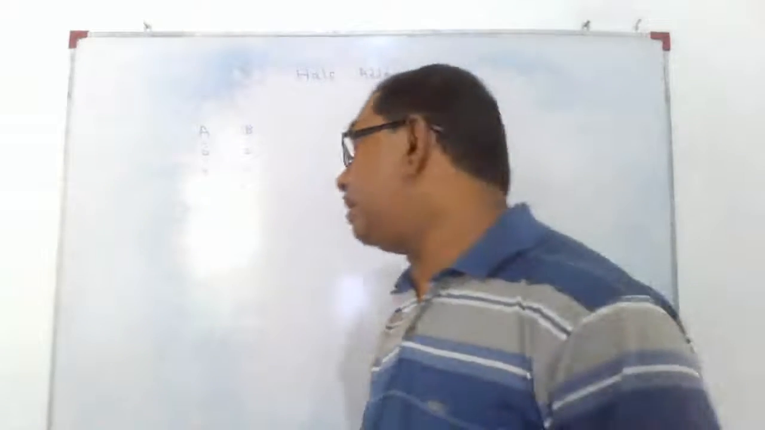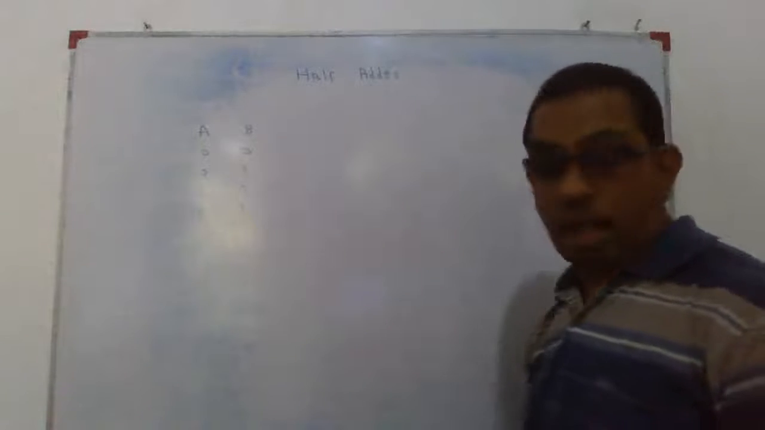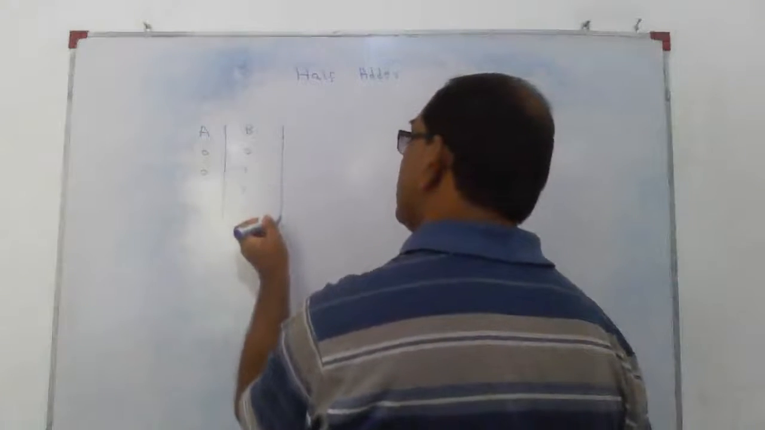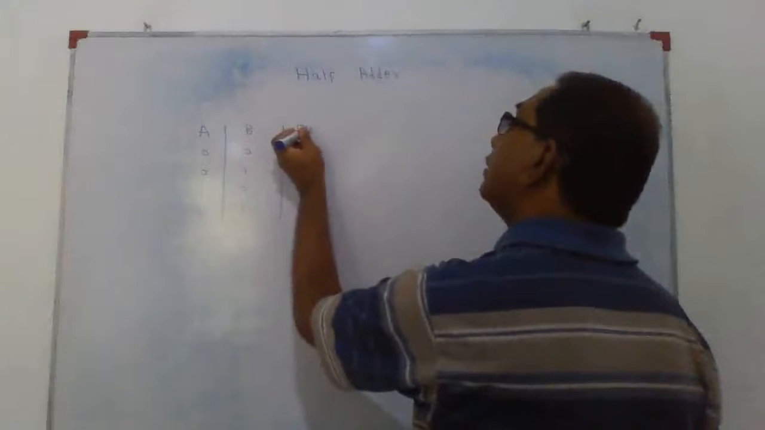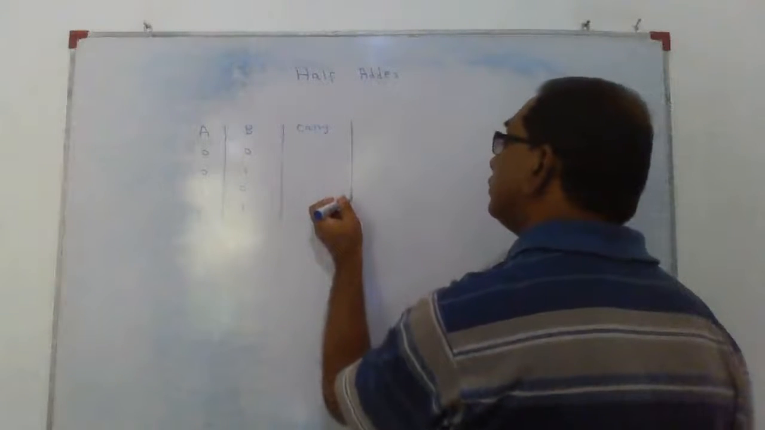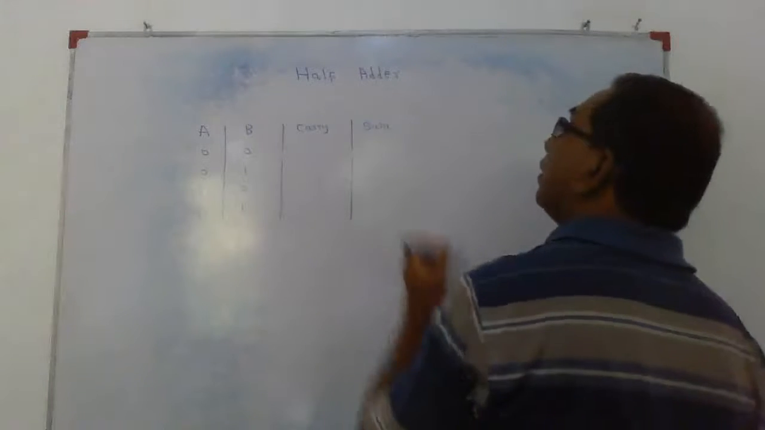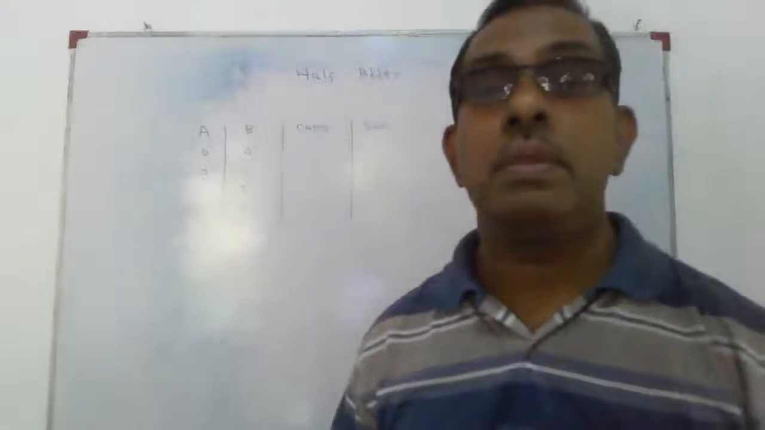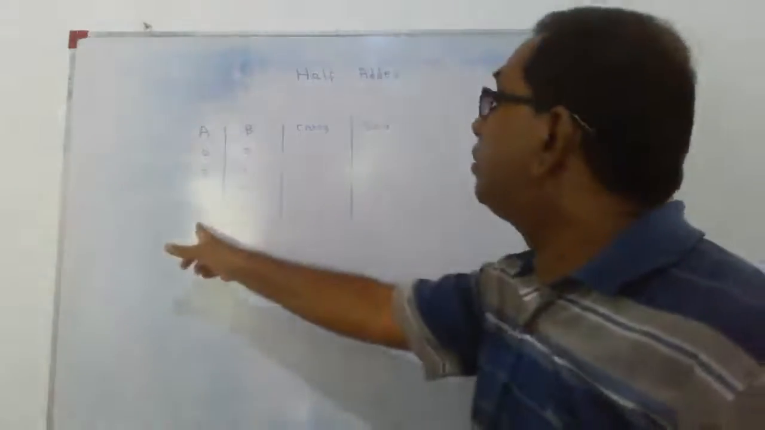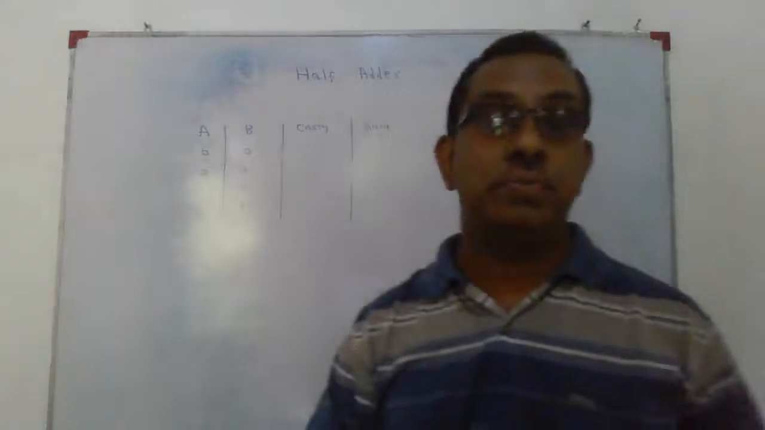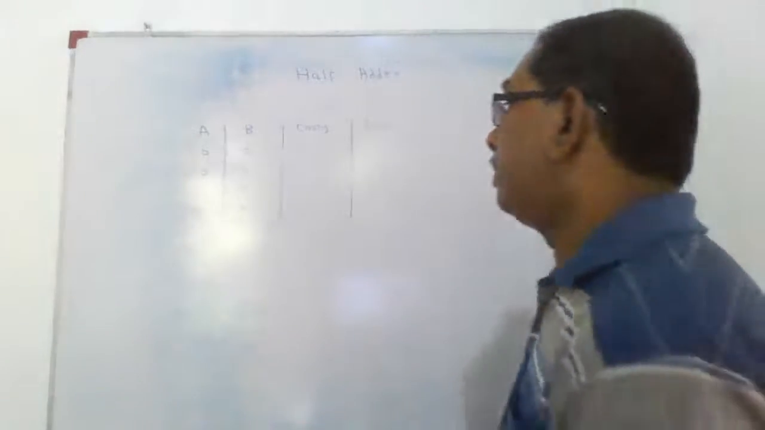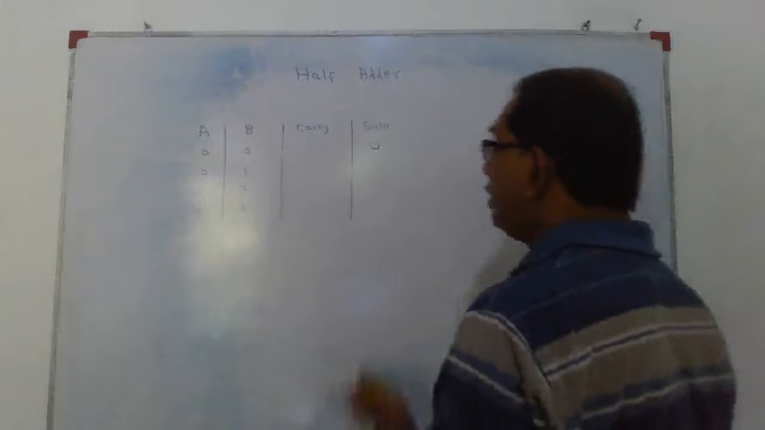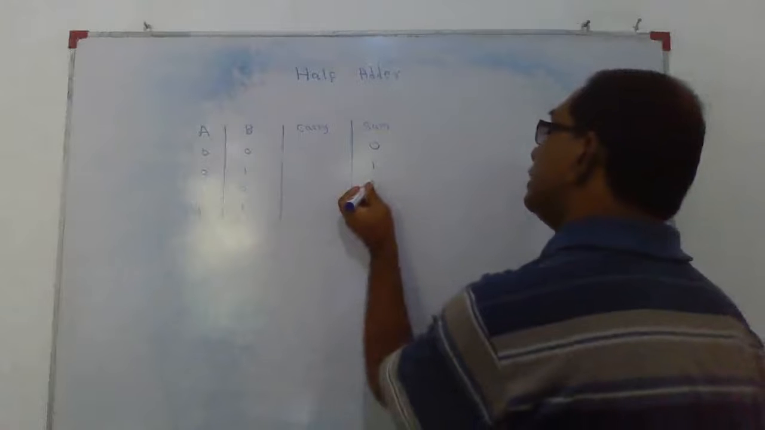Now we are going to think about 2 outputs. After entering these numbers, we always think about carry and sum. This is important. Why? This time we are going to discuss 2 outputs with 2 inputs. How do we get these 2? We add 0 plus 0. What's the total? 0. So sum is 0 here. 0 plus 1, it is 1. 1 plus 0, it is 1.